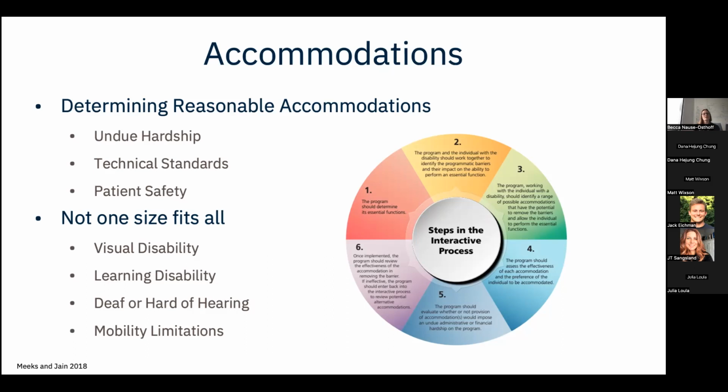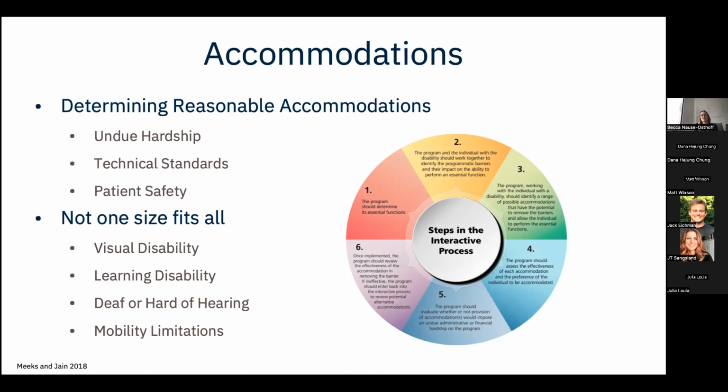So when you're looking at determining reasonable accommodations, there are three big goals. You don't want there to be undue hardship. You want to ensure that there's not fundamental alteration of a curriculum in order to achieve technical standards, and you want to make sure that patient safety is maintained. And I think that those sound really obvious when you are initially talking about them. But for example, what is undue hardship?